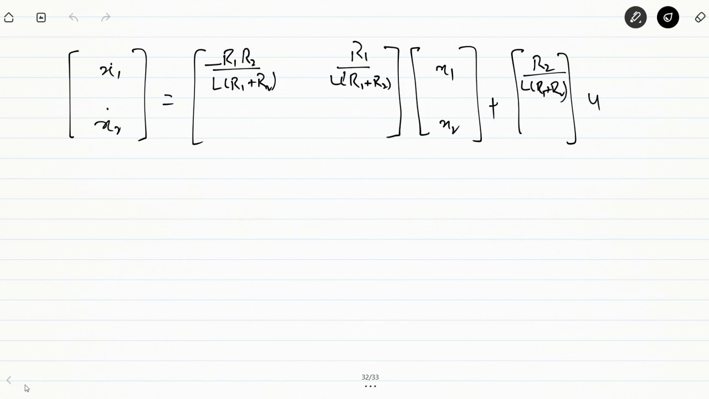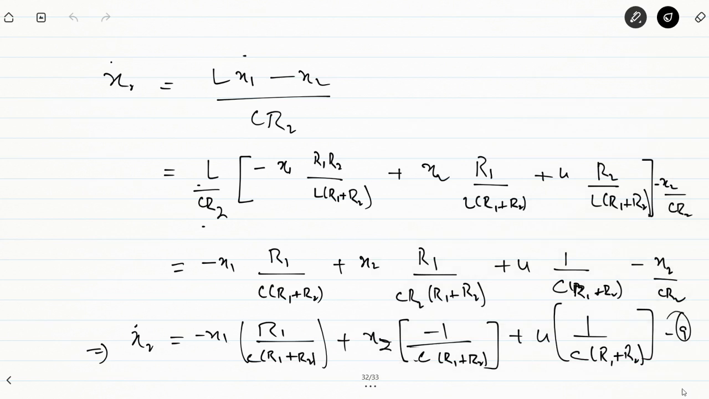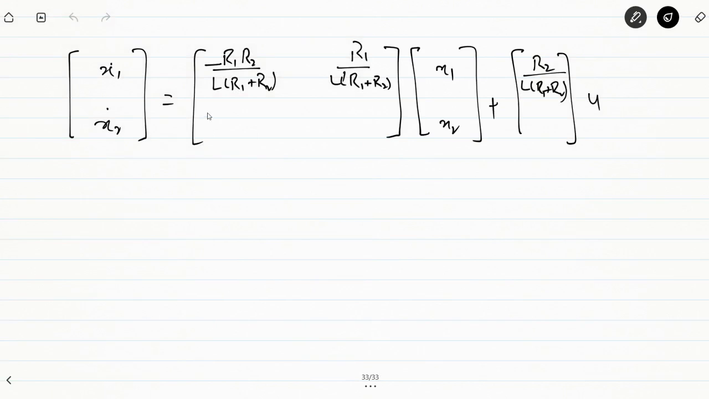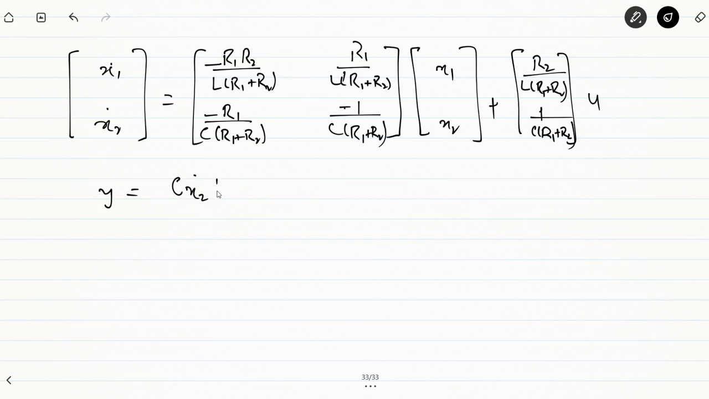ऐसे ही x2 dot is R1 by C minus 1 by C, minus R1 by C R1 plus R2, minus 1 by C R1 plus R2, and plus 1 by C times R1 plus R2. So this is your x dot equal to Ax plus Bu. और आपका जो आउटपुट है, वोल्टेज अक्रॉस द रजिस्टर जो हमने क्वेश्चन में पूछा था, डैट मीन्स एक्चुअली I2 इंटू R2. I2 इज C x2 डॉट इंटू R2.